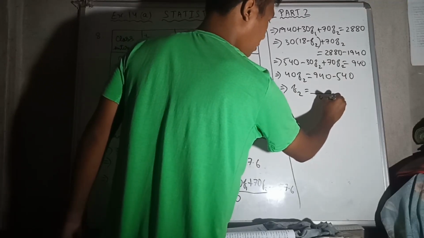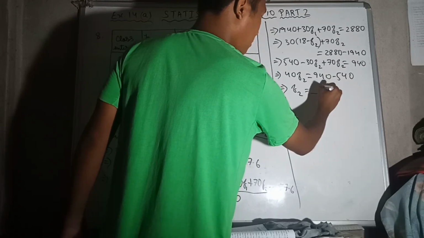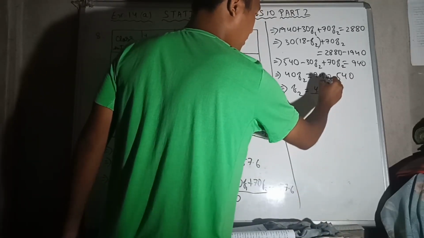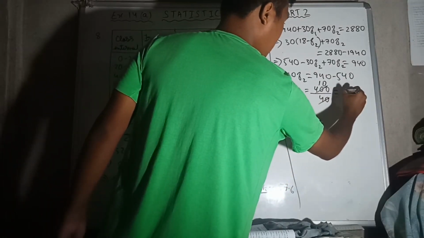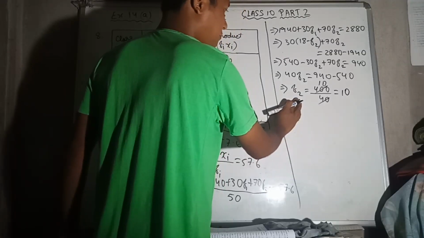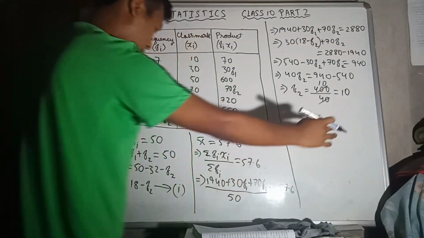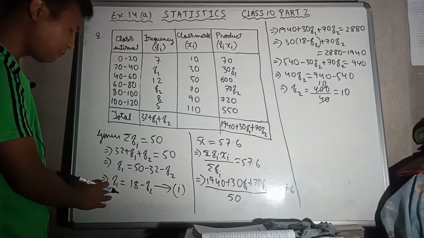9 minus 5 is 4. So 40 f2 is equal to 400, which is 10 times. So this is equal to 10, so f2 is equal to 10. Now in equation 1, we substitute to find the value of f1.